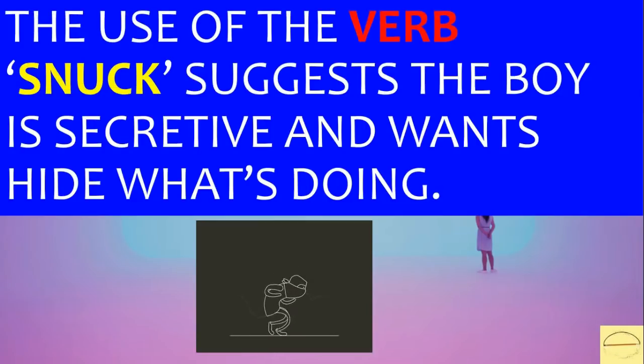So a really simple analysis of this would be the use of the verb snuck, because remember it's a doing word. The use of the verb snuck suggests the boy is secretive and wants to hide what he's doing. Obviously we're going to do a much better, much more deep answer than that, but that's just a very simple way of looking at it. So the writer could have used the word walked, but snuck has been chosen for a reason, to suggest the character is secretive.